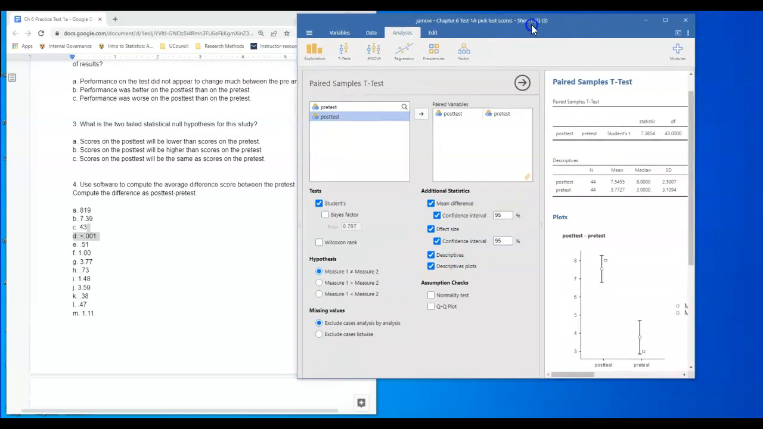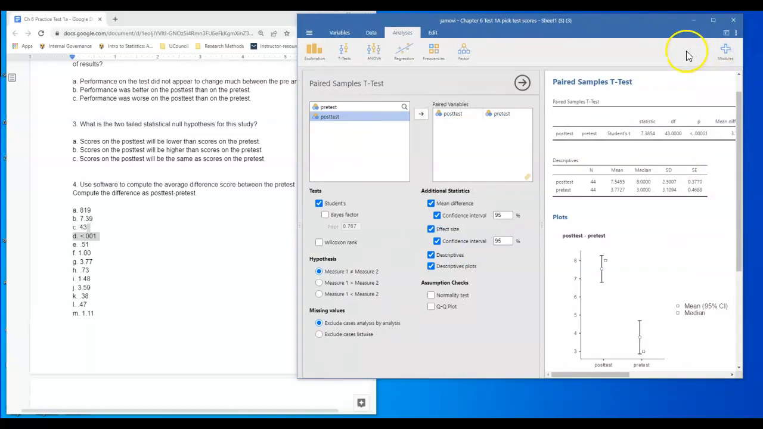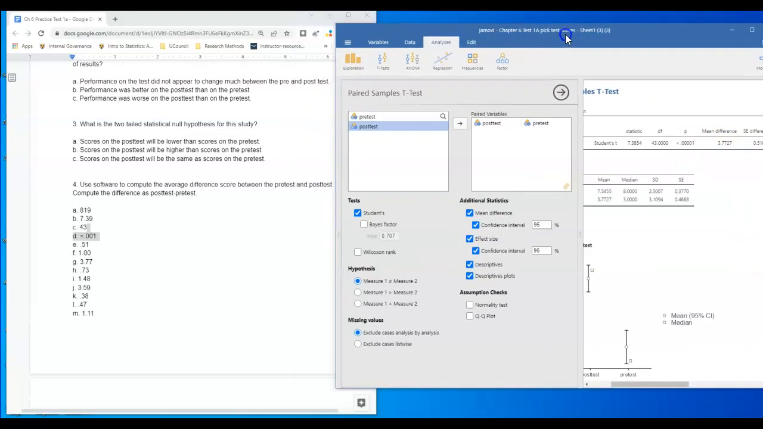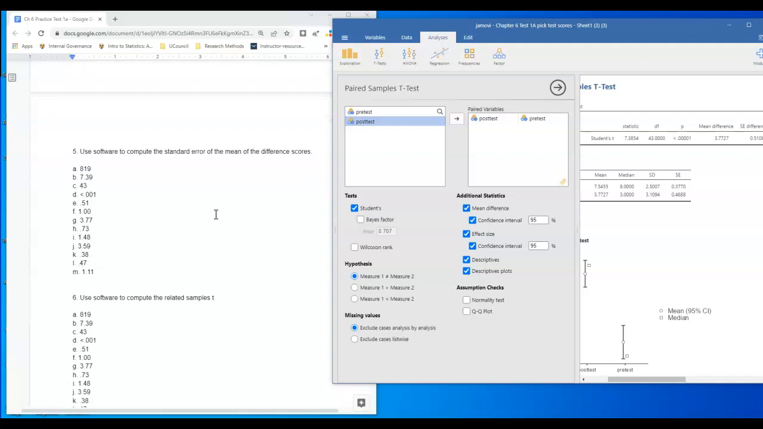Okay. All right, so looking at our results here, it's asking us to compute the mean difference, and our mean difference is 3.7727. Okay. So 3.77 is the difference between those means. If yours is negative, it's because it's just subtracting in a different direction. And it's okay, it's just that it won't match up exactly with what I'm doing on this video. So it's easier if you do post-test minus pre-test.